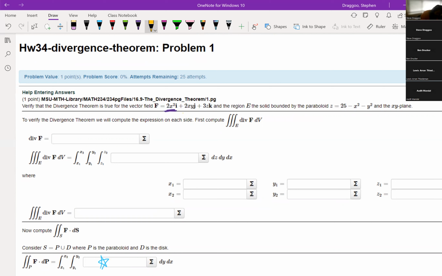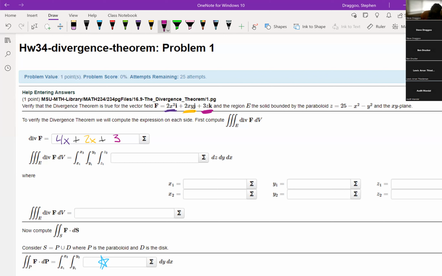So F is this vector field up here at the top. It's got its 3 components. I want the divergence, which means let's take partial derivatives right down the line. The derivative of 2x squared is 4x. Derivative of 2xy with respect to y is going to be 2x. And last, the derivative of 3z is 3.